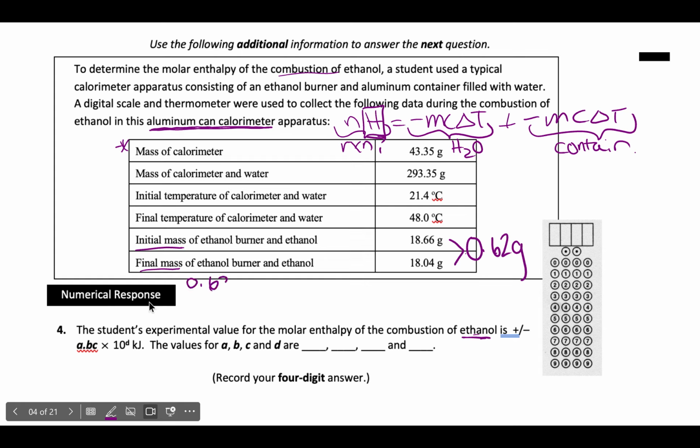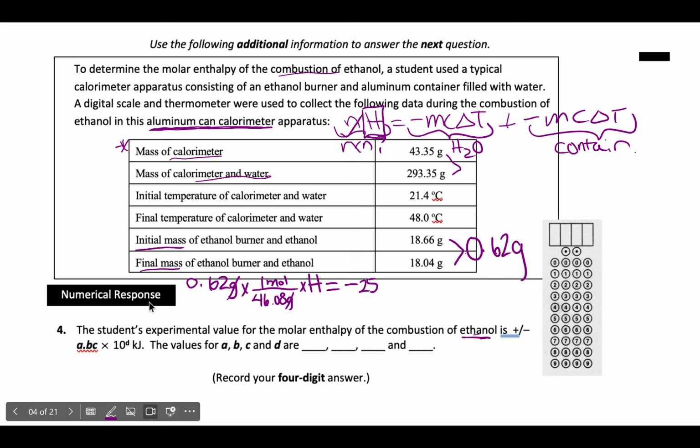We'll have 0.62 grams. We'll need to multiply this by the molar mass of ethanol, which is 46.08 grams per 1 mole. Then we'll multiply this by H, and this first part gets us to moles. So that will equal negative M, the mass of the water. To get that, we're just going to have to take the difference between these two values, because we have the mass of the calorimeter with water, and if we have the mass of just the calorimeter, if we take that away, we'll know the mass of the water.